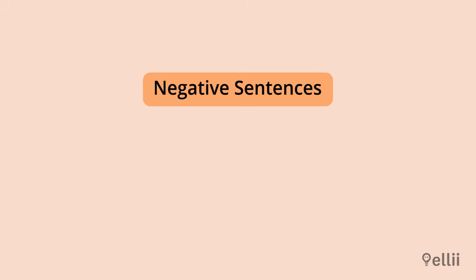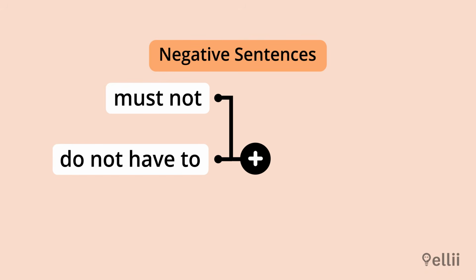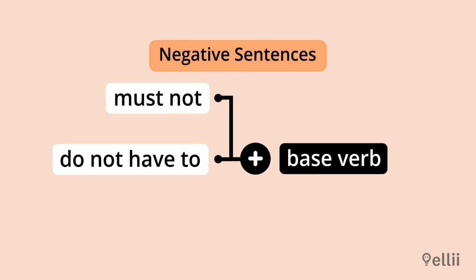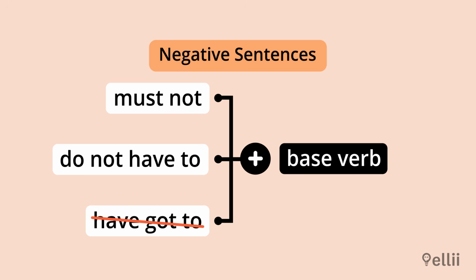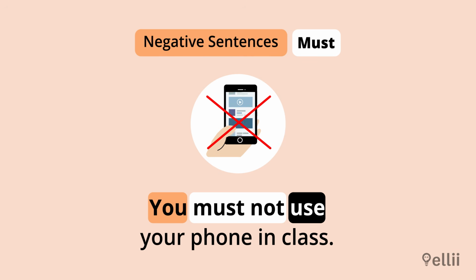In negative sentences, we can use must not or do not have to, plus a base verb. Have got to is not used in negative sentences in North American English. You must not use your phone in class.